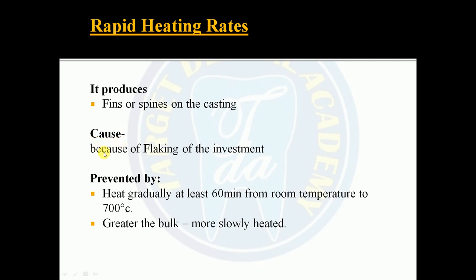What is the cause? It is because of the flaking of the investment. It can be prevented by heating gradually, at least 60 minutes, from room temperature to 700 degrees Celsius. The greater the bulk, the more slowly it will heat.